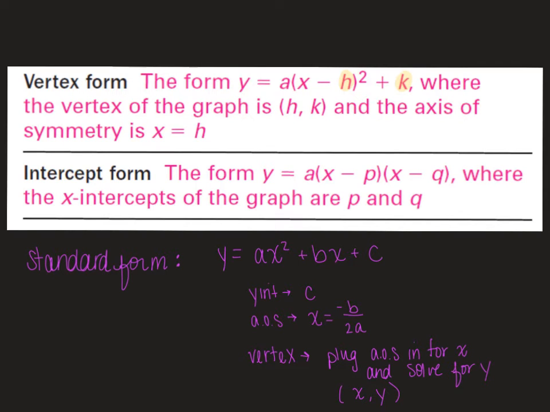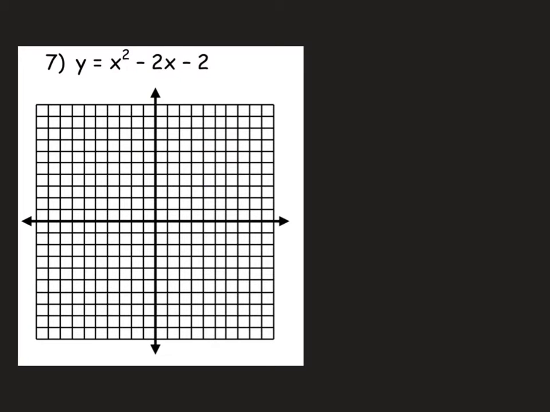Alright, so let's go through all of the different methods and actually graph them. First off, you can see that we have a standard form equation here, because you don't see any grouping or parentheses, it's just ax squared plus bx plus c. The first thing I'd like to find is the y-intercept. The y-intercept is the easiest. It's the constant term. So our y-intercept is going to be negative 2.